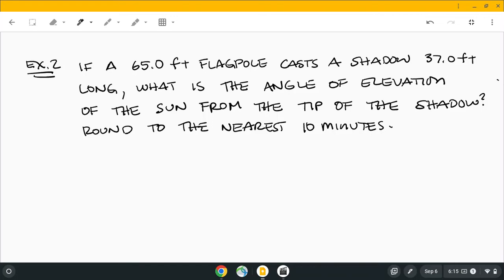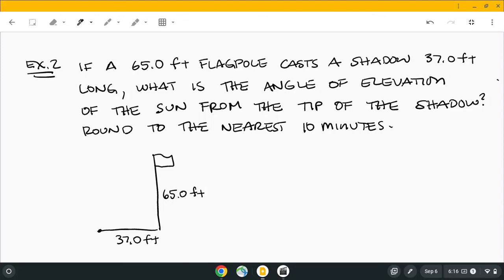So we have a 65-foot flagpole. I'm going to go ahead and draw that. So here's my flagpole, and we know that it's 65.0 feet. It casts a shadow 37 feet long. So I'm going to go ahead and draw a shadow over here, and I know that it is 37.0 feet long. What is the angle of elevation of the sun from the tip of the shadow?